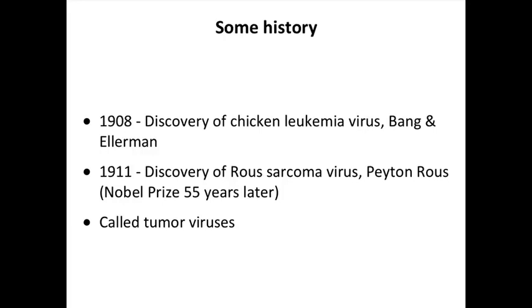And then a couple of years later, Peyton Rous, right here in New York City at the Rockefeller Institute, as it was called back then, discovered Rous sarcoma virus. And he got the Nobel Prize 55 years later, the longest incubation period for any Nobel Prize. He was a very patient man. These viruses ended up being called tumor viruses because that's what they did. They caused tumors. Even though at the time people didn't look at leukemia as a tumor, eventually we realized that's what it was. Tumor viruses.